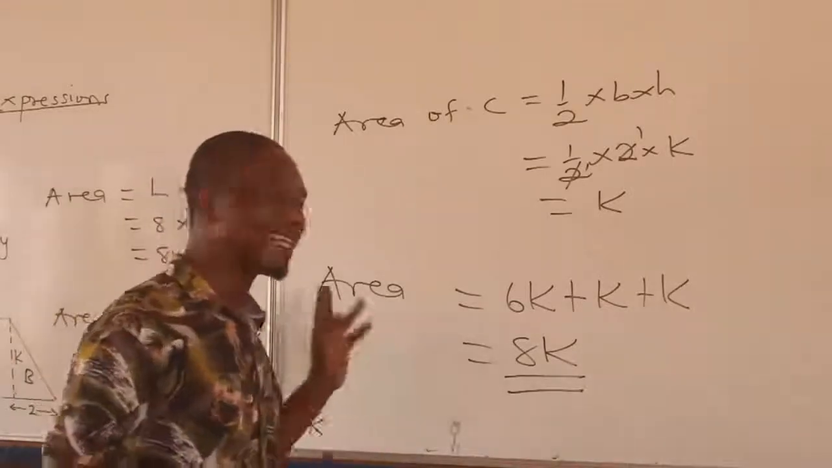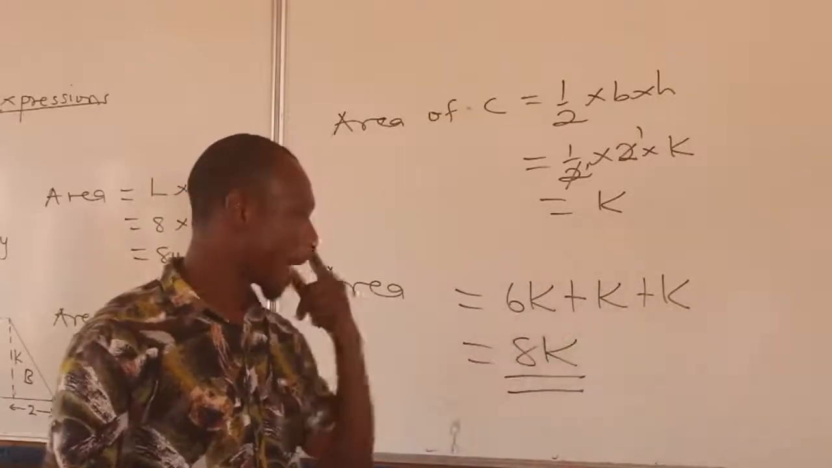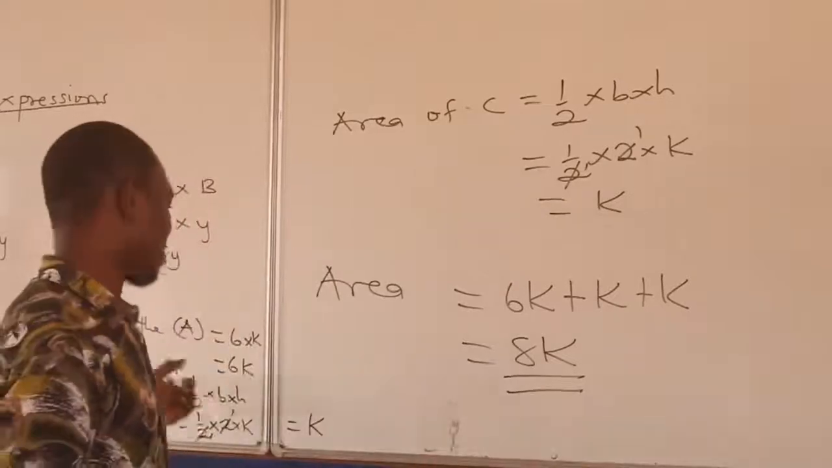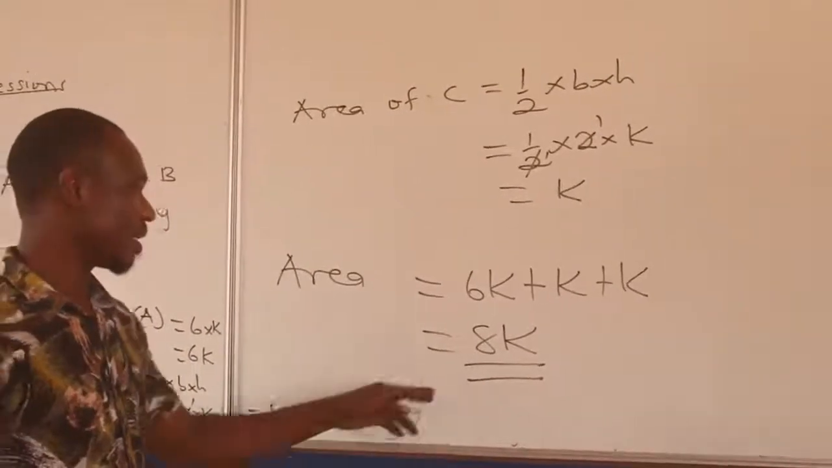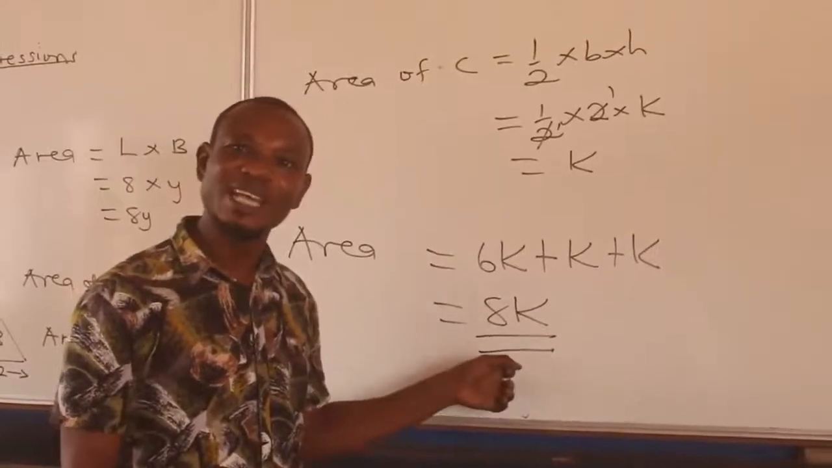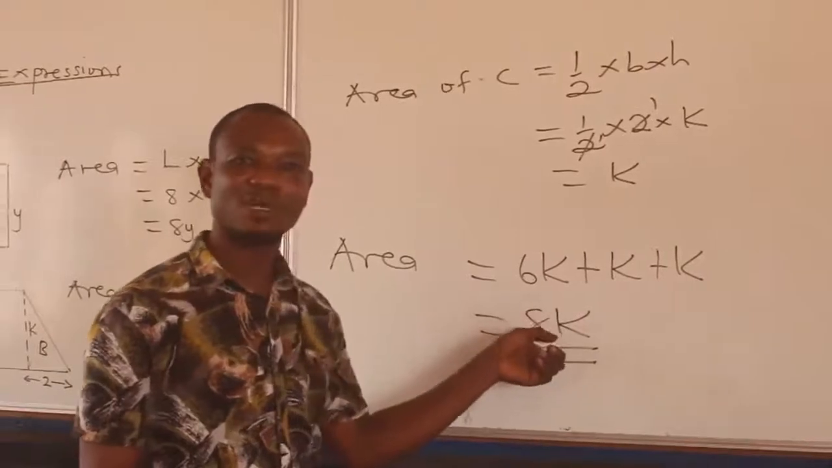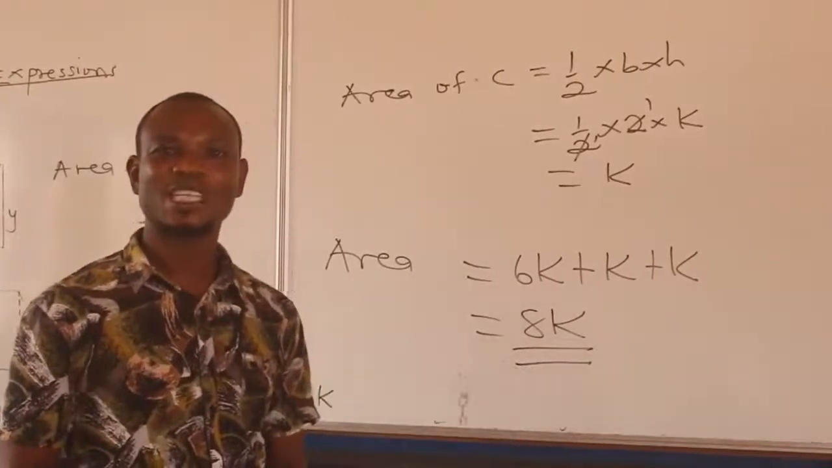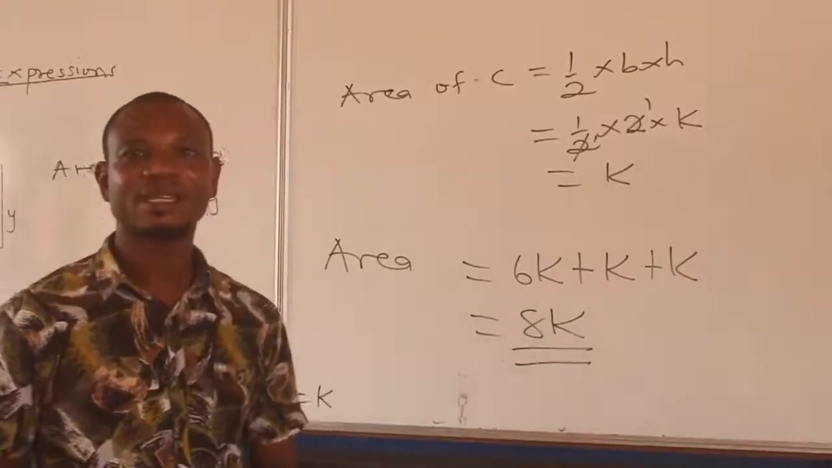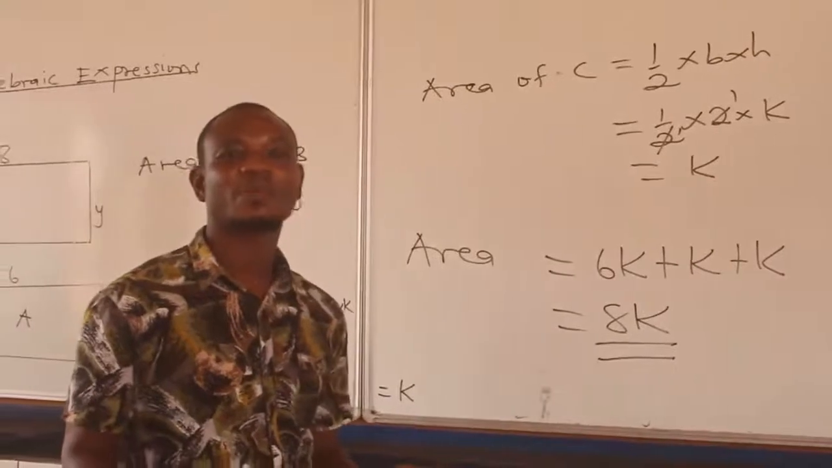We conclude by saying the area for the object. Then we add all, 6k plus k plus k. That gives us 8 what? K. So the final answer for that object or shape is 8k. And it's an algebra. It's expressing the area of that shape. And you realize there's an alphabet with numbers. So we are trying to express the area of that shape, and then we had 8k. Do we understand it? Is there any question to ask?